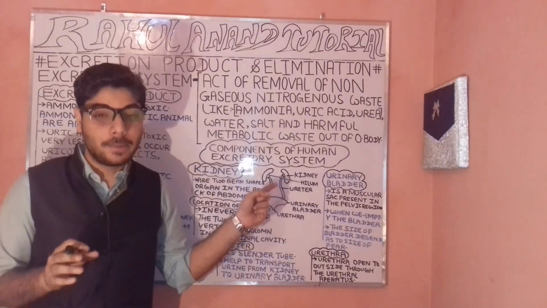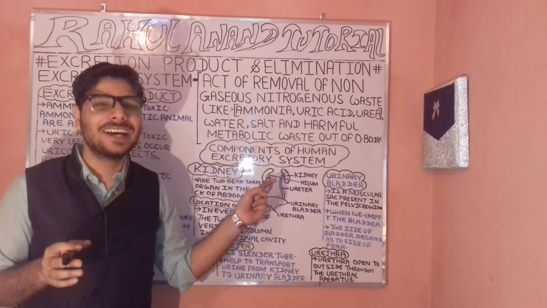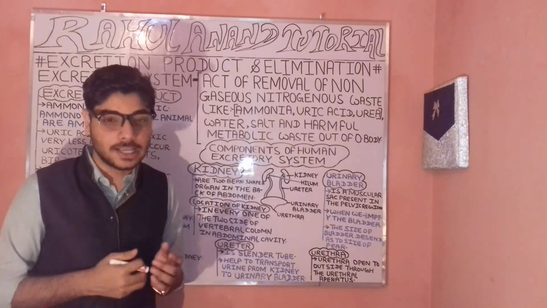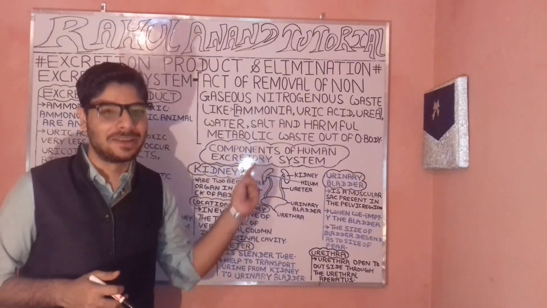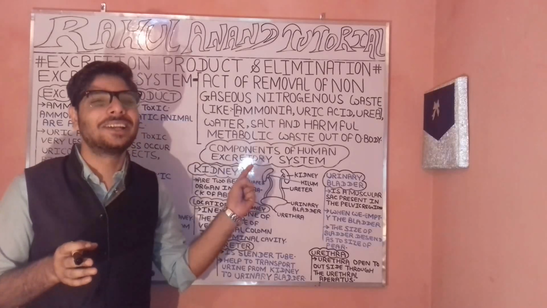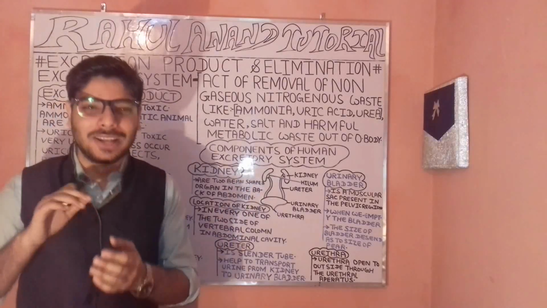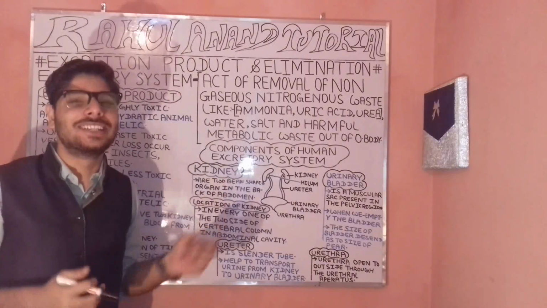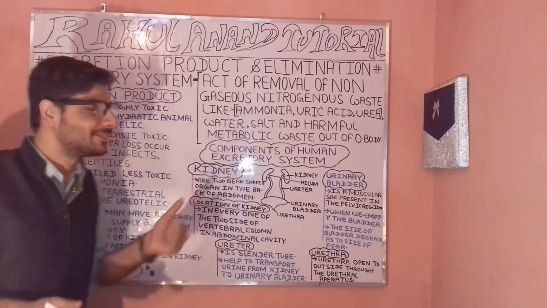So you understand? When we are talking about the metabolism, you have to understand what the waste products are. These are nothing else but ammonia, NH3, uric acid, as well as urea. So now let's understand these in detail.